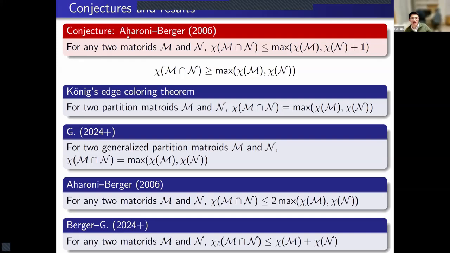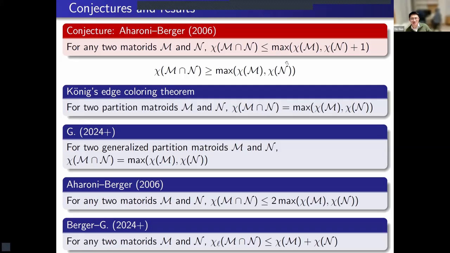And here is a conjecture by Aharoni and Berger. The conjecture says that if you have two matroids, M and N, on the same ground set, then the chromatic number of the intersection of them is at most the maximum of the two chromatic numbers plus one. So let me tell you that this upper bound is not too far from the trivial lower bound.